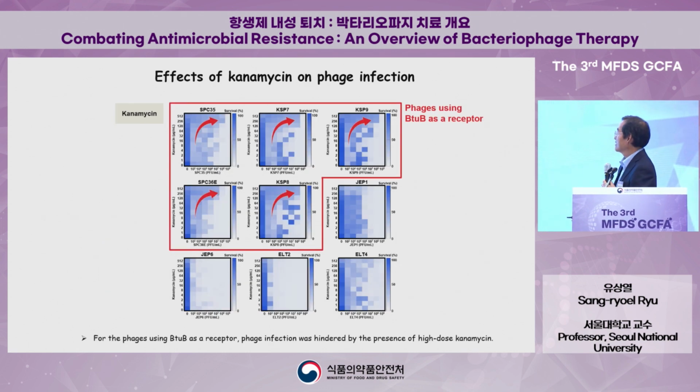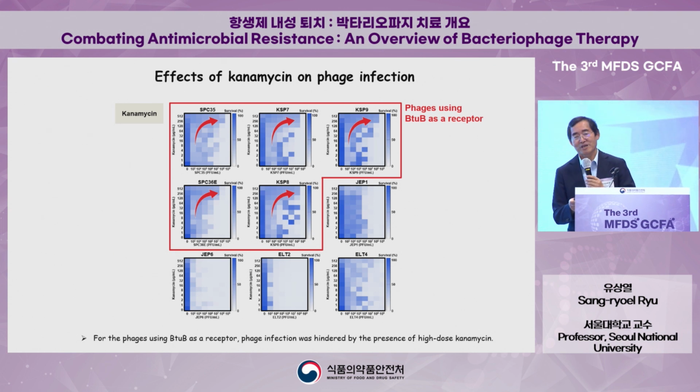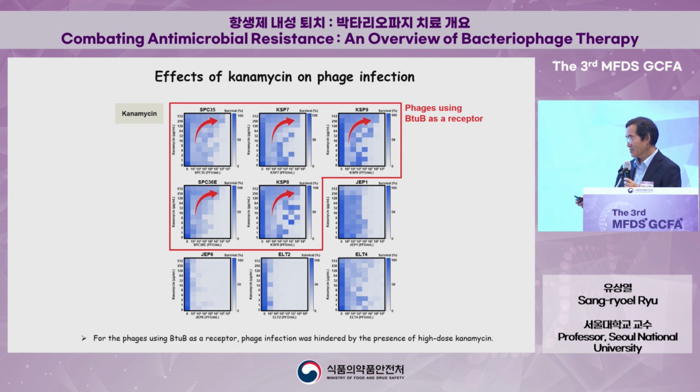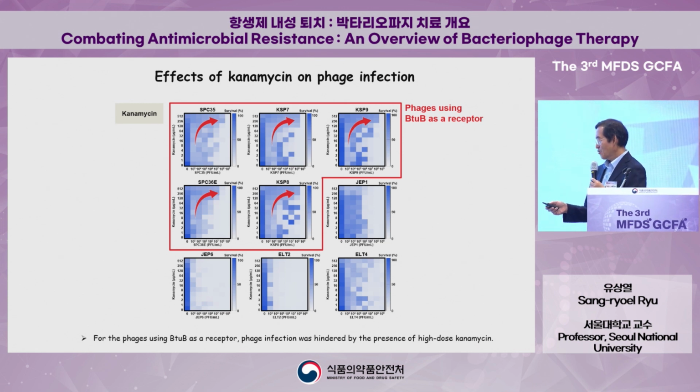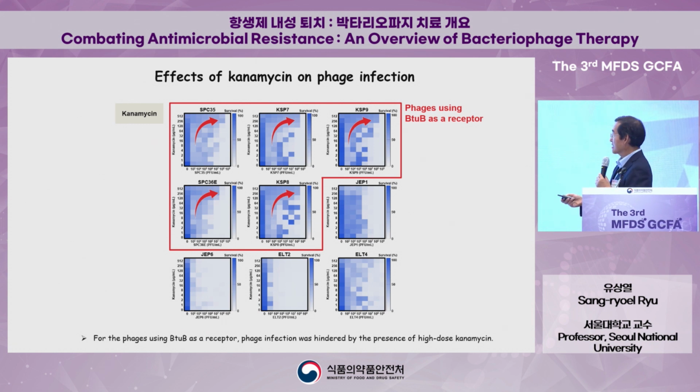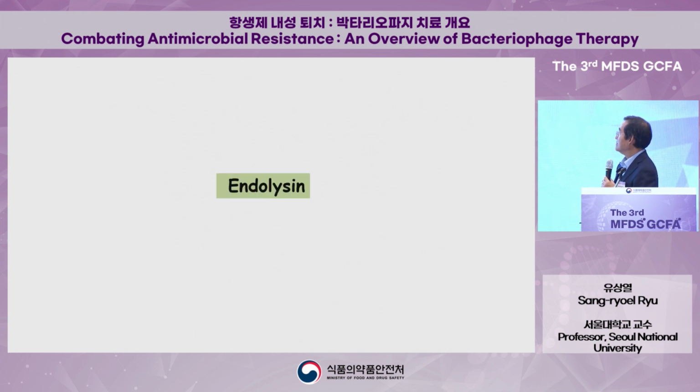And we could not really see a clear trend there. However, with BtuB, when phages use this as a receptor, and we use kanamycin at high dose, you can see that it was effective and the bacterial level did go down. And so perhaps we need to do more future research to think about how we can use phages and antibiotics together to have better effects.